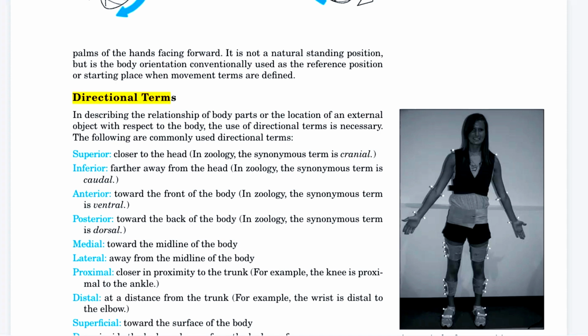For example, the head is superior to the chest, and the feet are inferior to the chest. Here we have taken the chest as a center: the head is superior to the chest, and the feet are inferior to the chest. This is the example of superior and inferior. They are also termed cranial and caudal in zoology. After that, anterior and posterior. Anterior is something towards the front of your body.